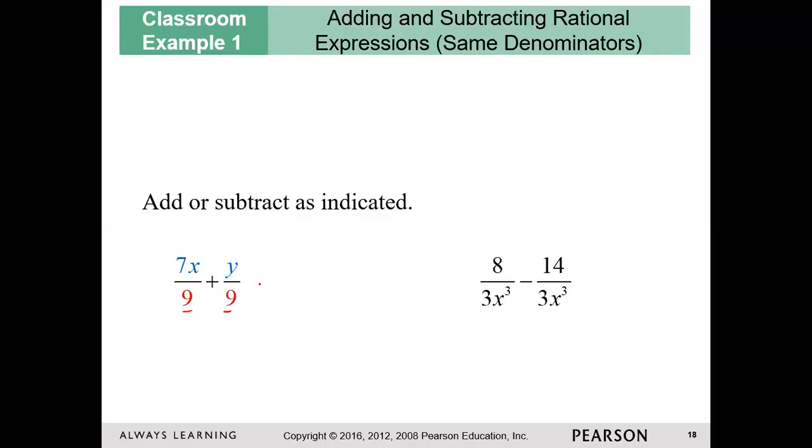We have exactly what we need. So all we have to do is add the numerators, which there isn't much to do because they're not like terms. And then remember, the denominator stays the same. It will not change. The reason why we could add these in the first place was because these were the same. So it's going to stay the same.